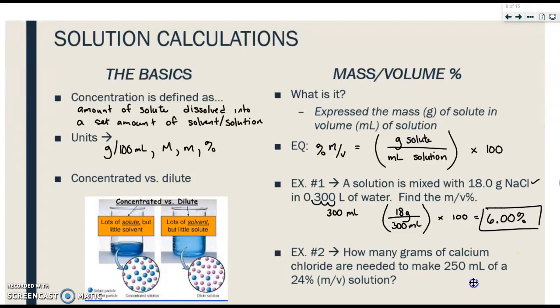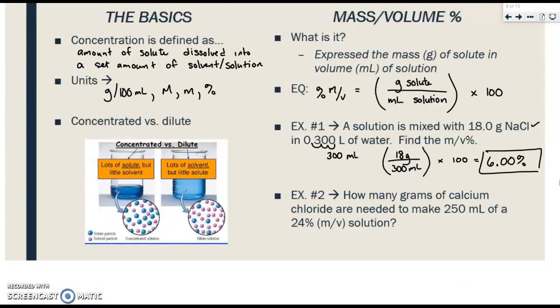In the second example, it's a backwards problem. There's actually multiple different ways that you can solve this. You're being provided with the percent and asked to calculate the grams. So you can plug everything that you know back into the equation and solve for the missing piece. That will work. You could set it up in proportions if you'd like as well. Or you can just do this, which I find is the easiest option.